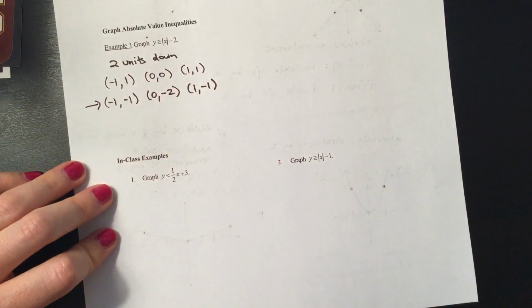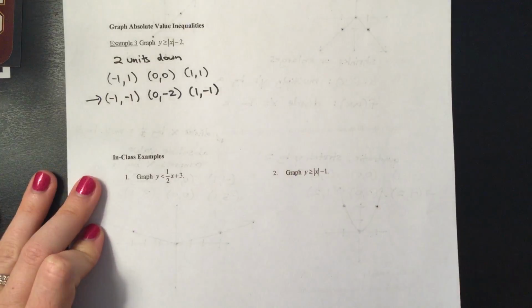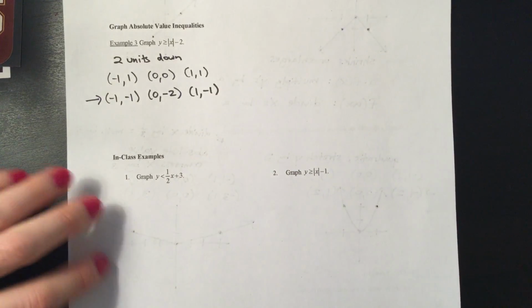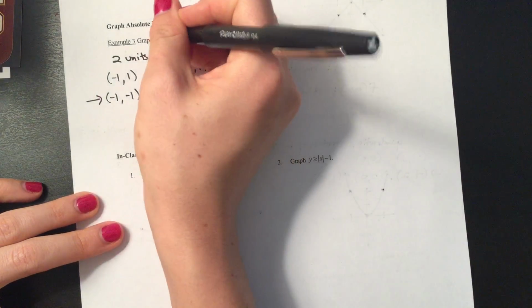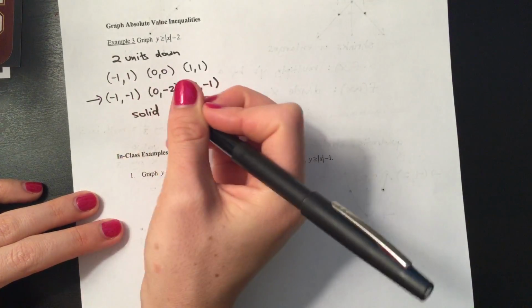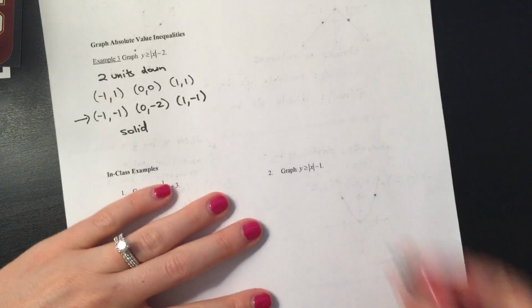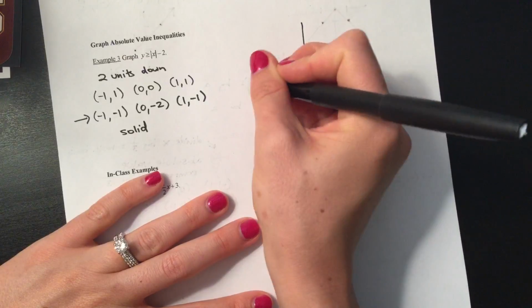So these right here, these are my new points. These are the ones that I'm plotting. I don't ever actually plot these points. I just use them to help transform. And so other things to note, because of this greater than or equal to, it's going to be a solid line. And then once I plot, I can figure out what to test, and that will tell me if I'm shading above or below.